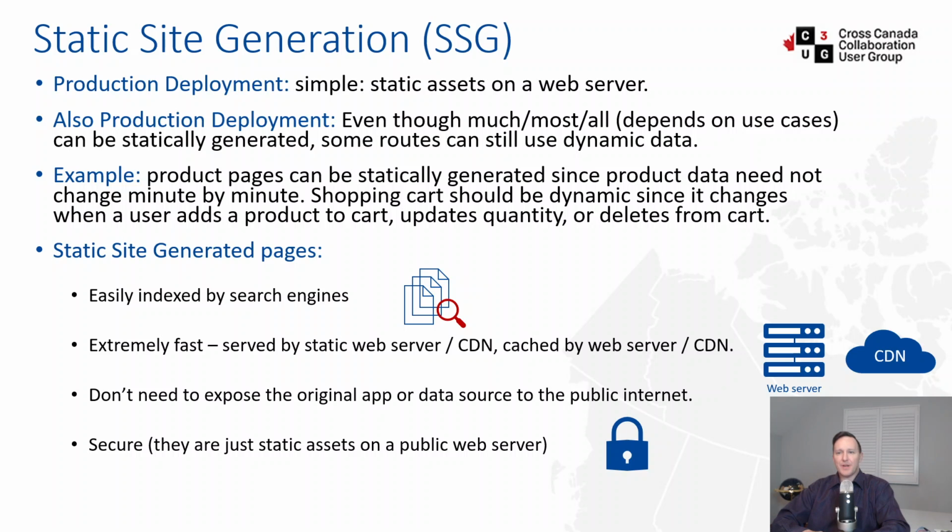Say we had an e-commerce site where we had product info about a bunch of products, but we also had a shopping cart. Presumably the products don't change that often, and so they're really good candidates to pre-render or statically generate those pages. They don't change minute by minute. Conversely, the shopping cart, if you add something to your shopping cart, that's dynamic. If you update a quantity of an item or you remove an item, that has to be updated in real time. So that needs to be calling a back-end API.